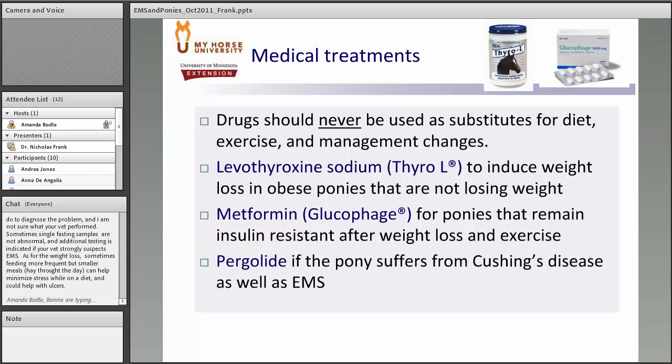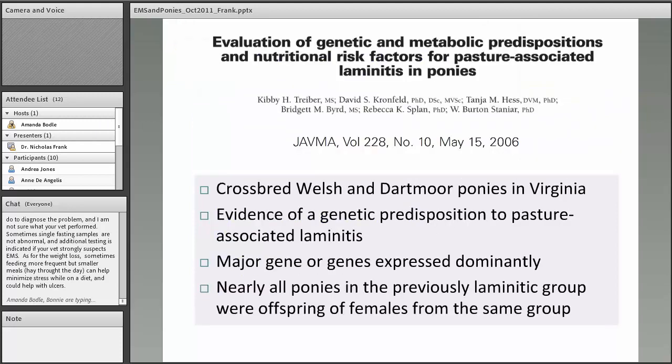The idea is that we're not going to use drugs instead of doing the hard work of getting the weight off the animals, but in certain cases they are warranted: for ThyroL, warranted to speed the weight loss, and for metformin, warranted in the cases of the horses that are insulin resistant even after we've got them to a leaner body condition. And then finally, pergolide. If we have an animal that's beginning with Cushing's disease, if it's a middle-aged animal that's starting to have this problem on top of equine metabolic syndrome, then we can control this problem with the drug pergolide. And so that's the use in situations such as that one.